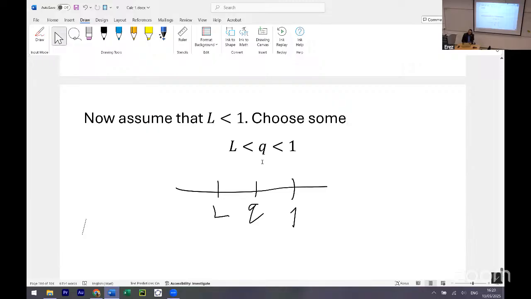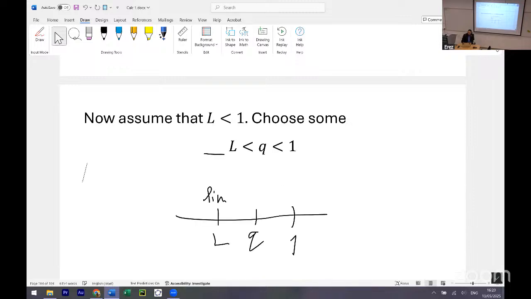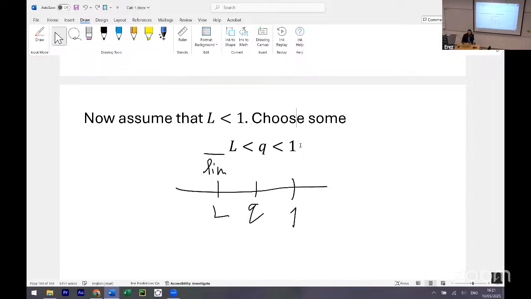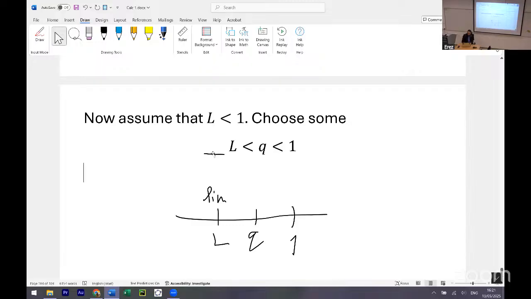Okay. Different test. This is the lim sup. It's very, very important. Why? Where are the elements?